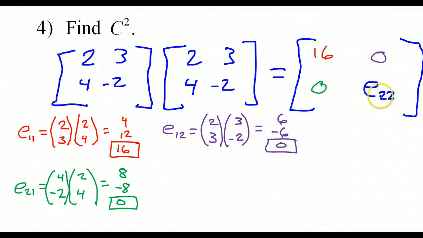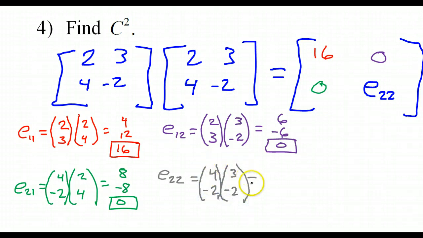And finally I need element 2,2. That's row 2, column 2. Row 2 is my 4, negative 2. Column 2 is my 3, negative 2. So I'm doing row 2 times column 2. That's going to give me 12 and positive 4, which is 16. A lot of repetition here. So this is going to be 16.